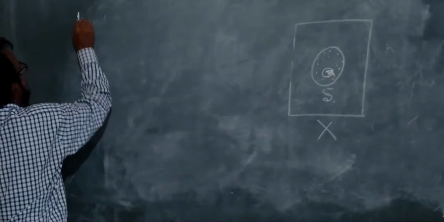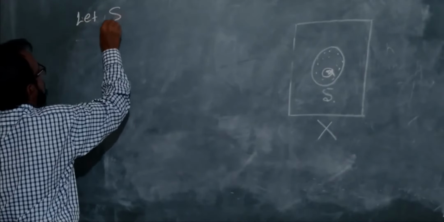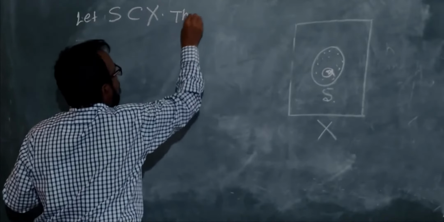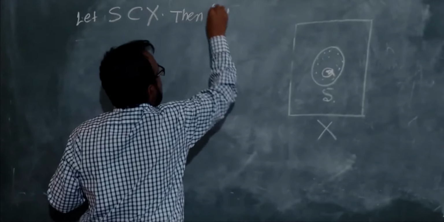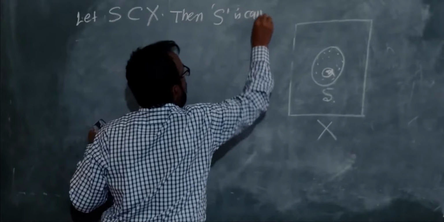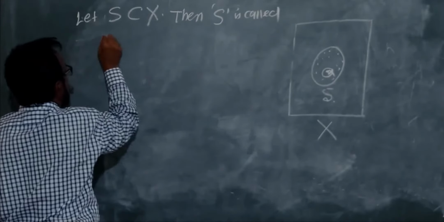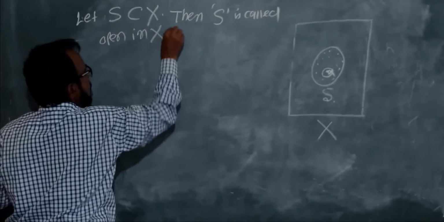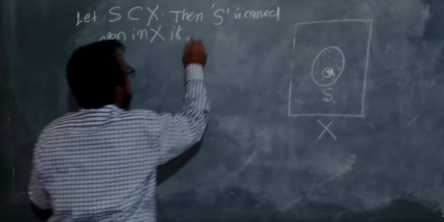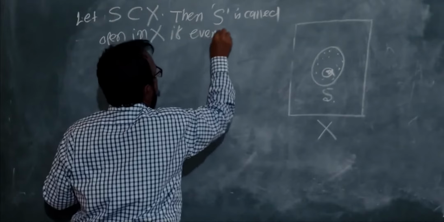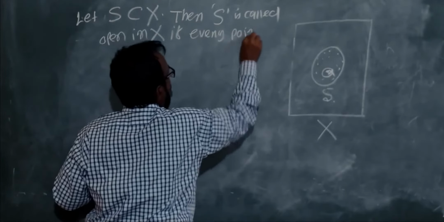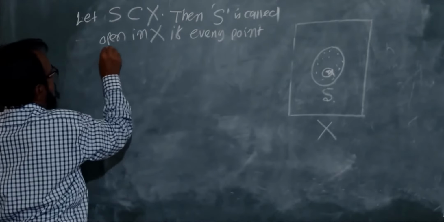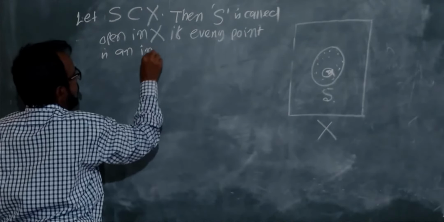Let S be a subset of X, then S is called open in X if every point is an interior point.